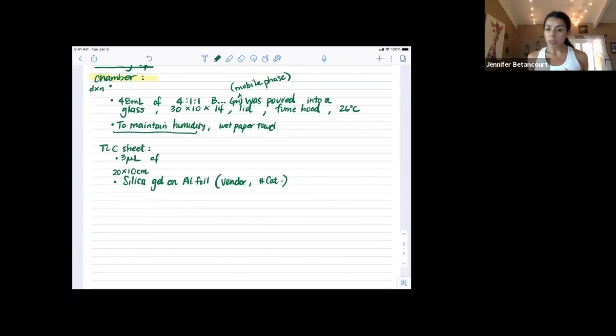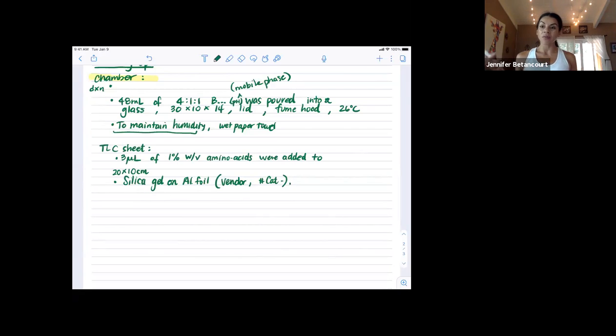So you need to somehow fit all this in. So you can say 3 microliters of 1% weight by volume amino acids were added to, then we already have it built in, a 20 by 10 silica gel and aluminum foil vendor catalog period.